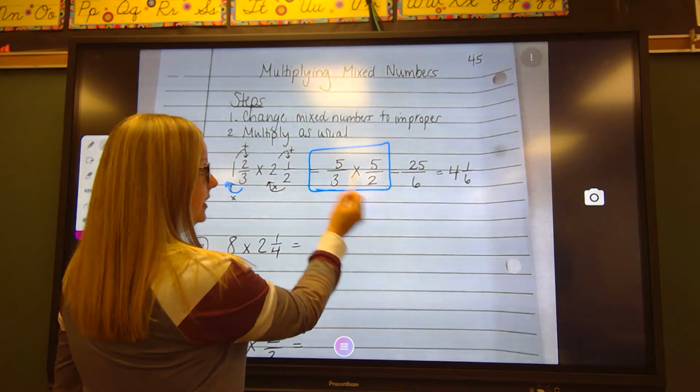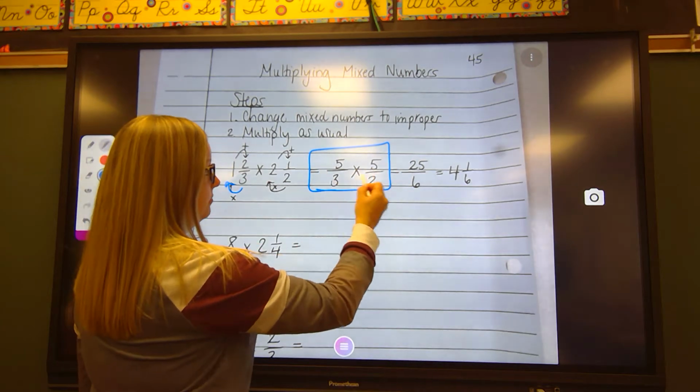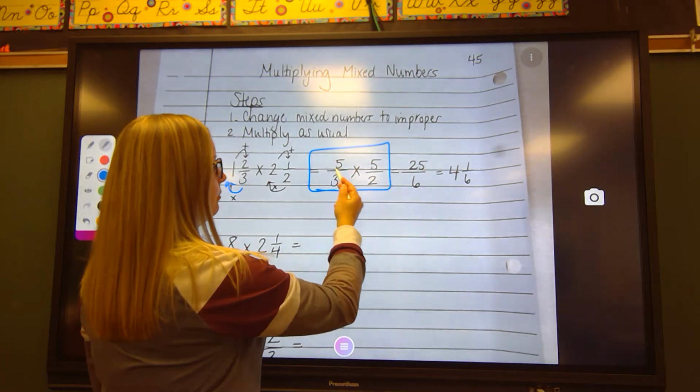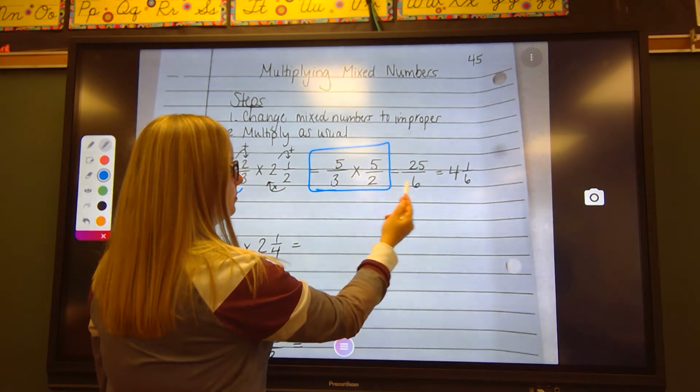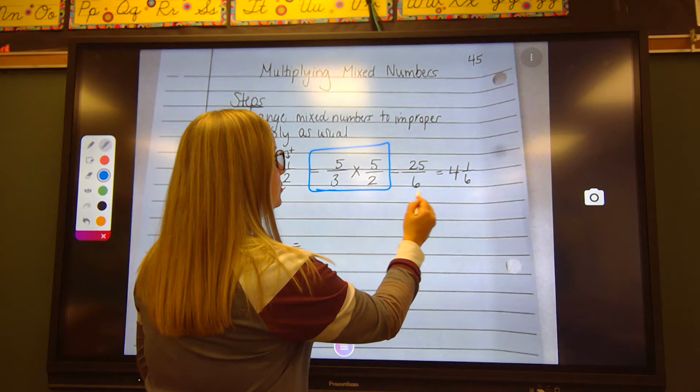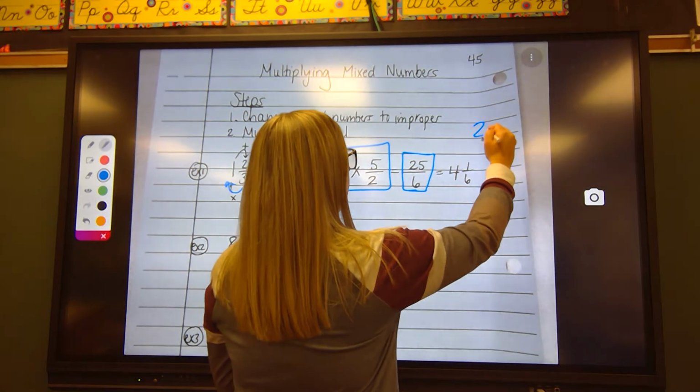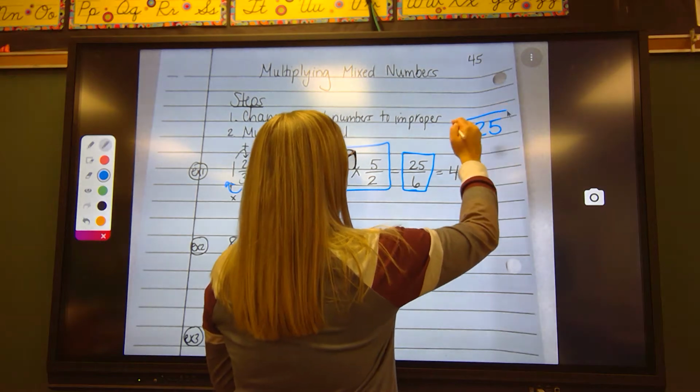Now, this problem looks just like what we've been doing, okay? You can't simplify here. You can't simplify here. You can't simplify the regular fraction, so you just go numerator times numerator. 5 times 5 is 25. 3 times 2 is 6. But look at your answer. You get an improper fraction. You have to change that to a mixed number in simplest form always.